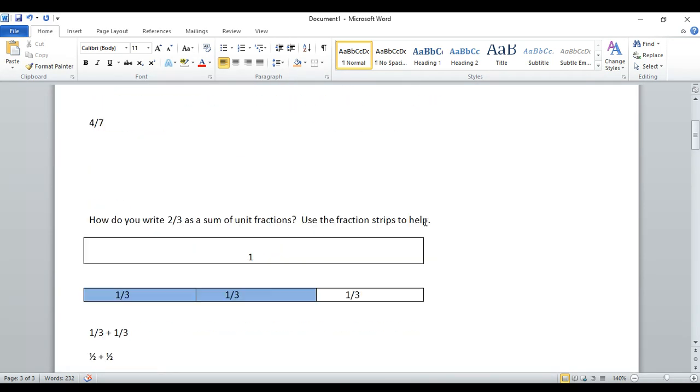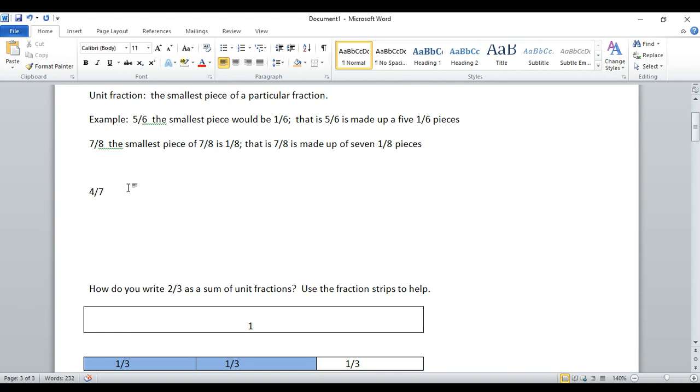So if we look at this one up here, and we're going to break it into unit fractions, 4/7. If we're going to break it or decompose it into unit fractions, we would say that 4/7 is equal to 1/7 plus 1/7 plus 1/7 plus 1/7. If we took 1/7 and added it together 4 times, we're going to end up with the fraction 4/7.